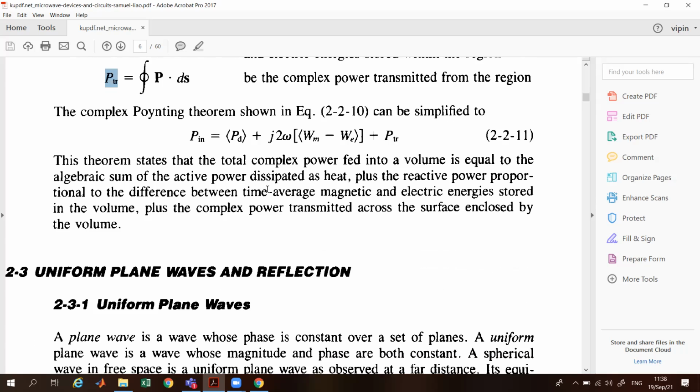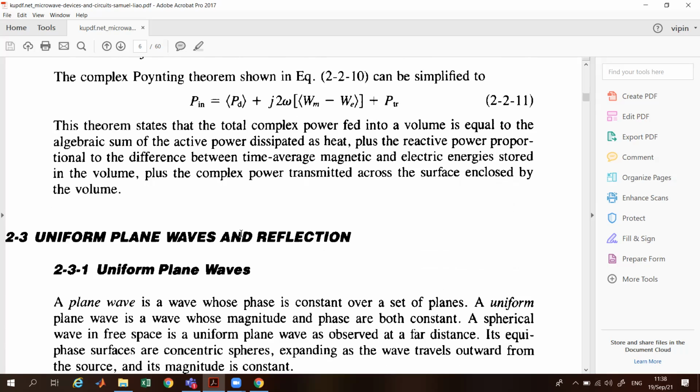So this theorem states that the total complex power fed into a volume equals the algebraic sum of the active power dissipated as heat, plus the reactive power proportional to the difference between time average magnetic and electric energy stored in the volume, plus the complex power transmitted across the surface enclosed by the volume.